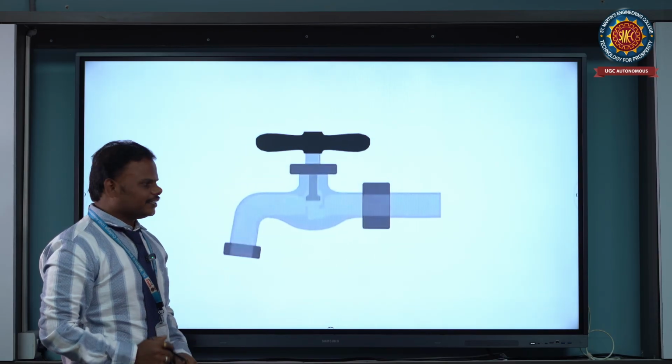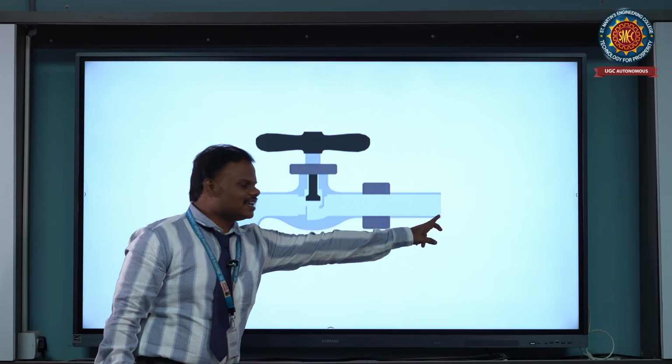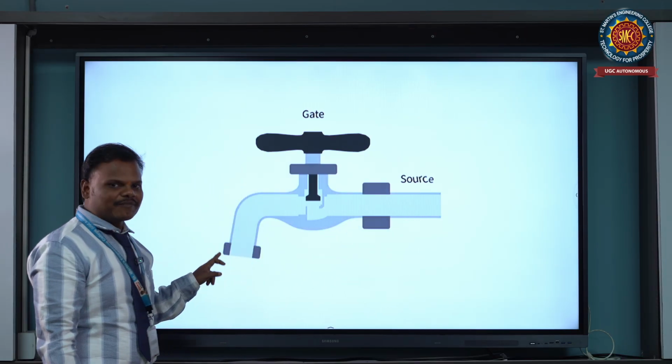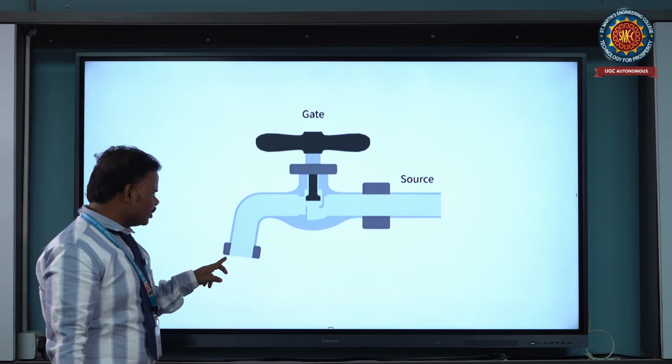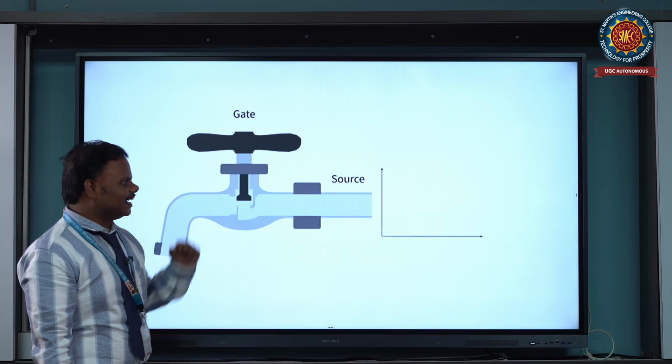So if you consider a tap, in the tap position, it acts as a source. I am assuming it as a source terminal, and I am comparing this with the JFET. So it acts as a drain terminal. Similarly, this terminal acts as a gate.